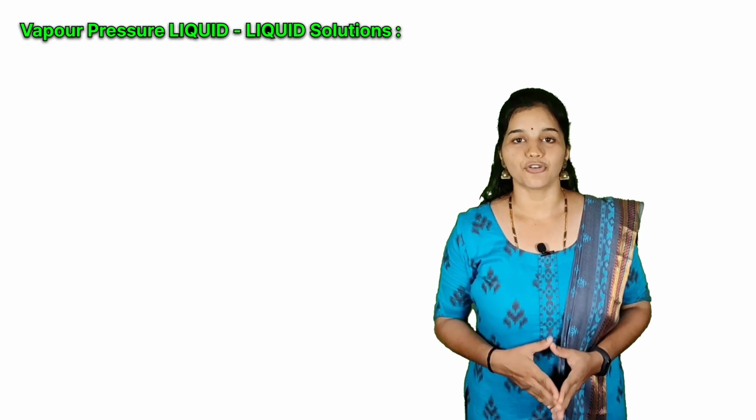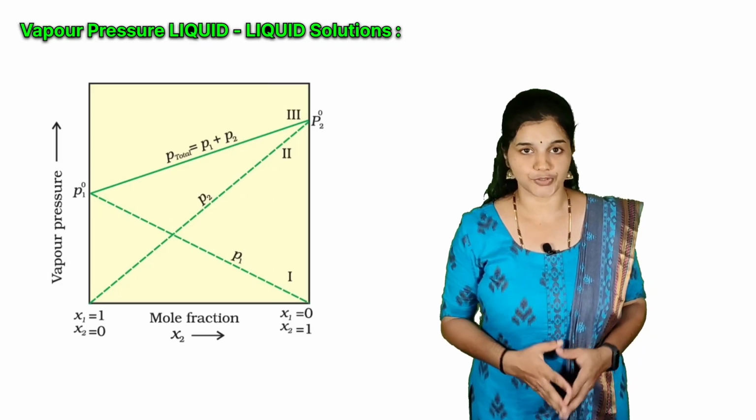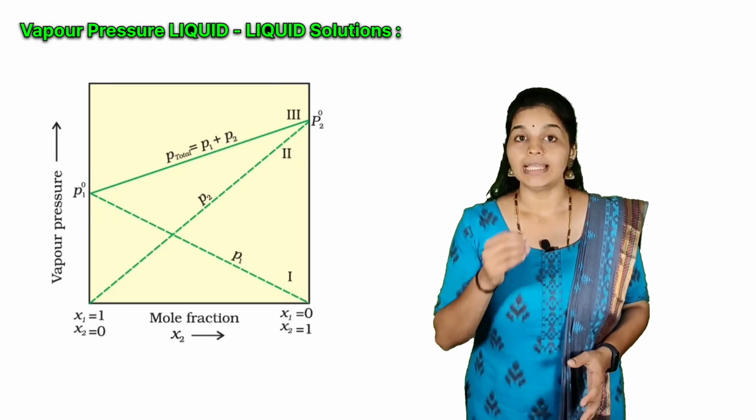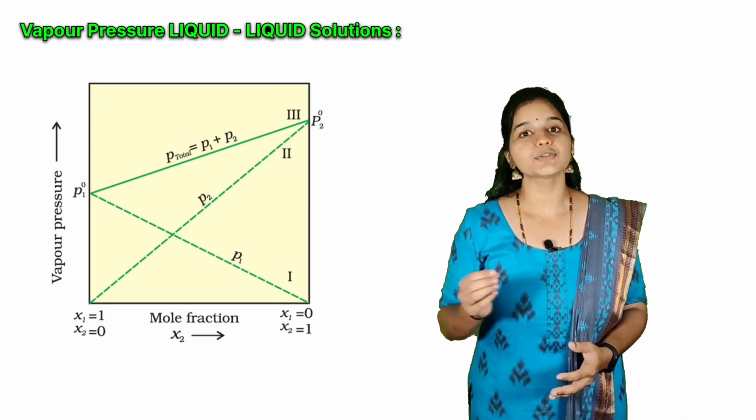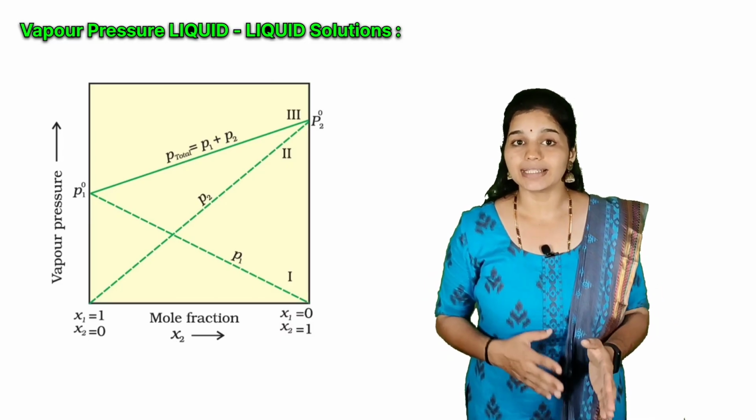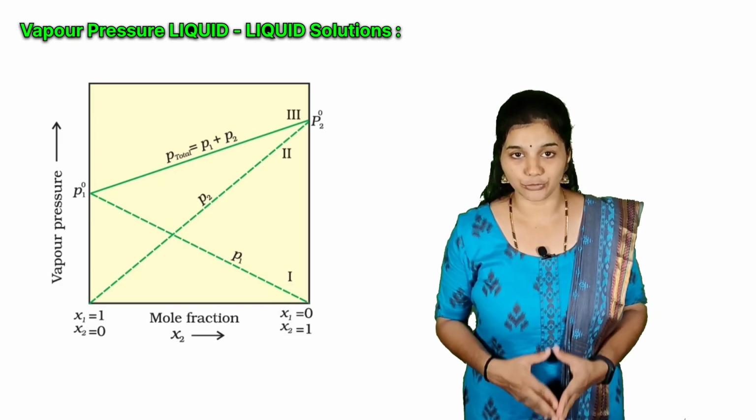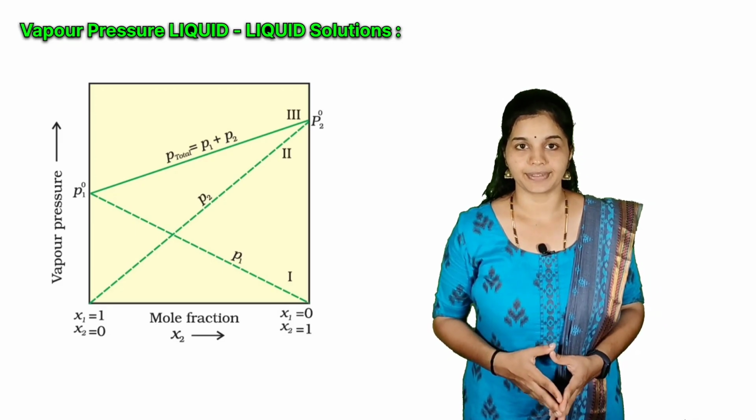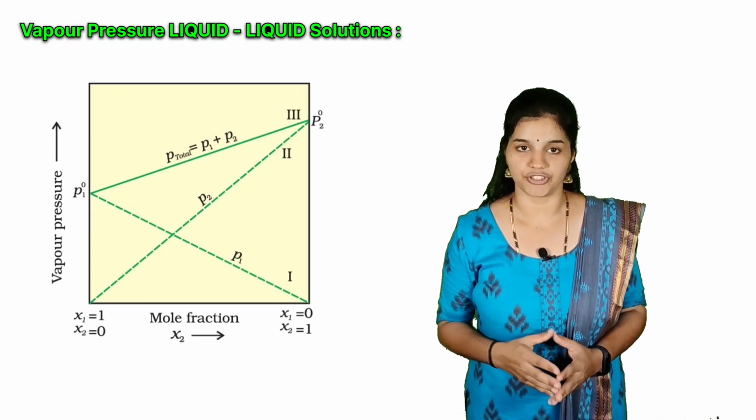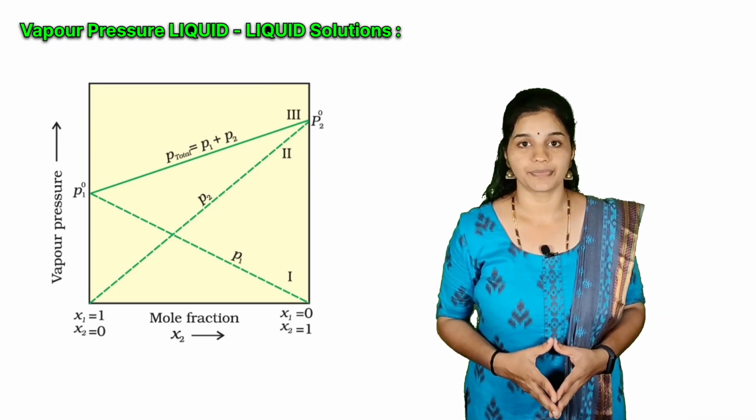If we plot a graph of P1 or P2 versus mole fractions chi1 and chi2 for a solution, we get a straight line graph as shown here. These lines 1 and 2 pass through the points for which chi1 and chi2 are equal to unity. Similarly, in the plot, line 3 of P total versus chi2 is also linear. The minimum value of P total is P1 naught and the maximum value is P2 naught.